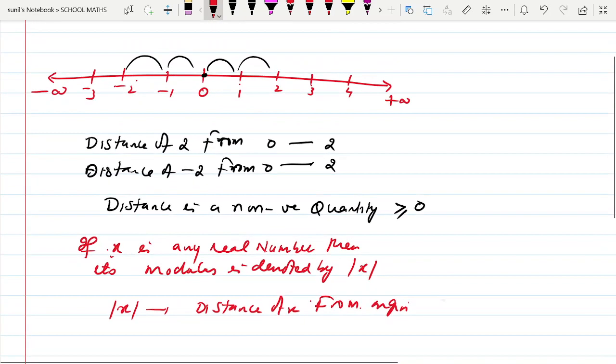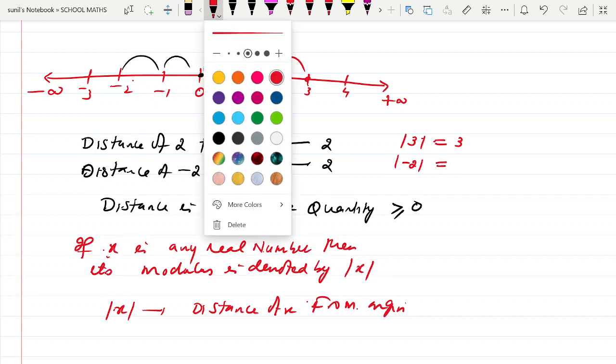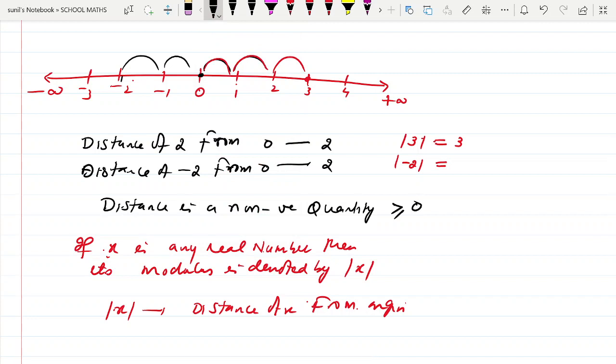Now suppose I ask you what is the modulus of 3. It means you are measuring the distance of this 3 from the origin. Certainly it is 1 unit, 2 units and 3 units. Again, if I ask you what is the modulus of minus 2, it means you are measuring the distance of the point minus 2 from the origin, that is 1 unit and 2 units. Again, if you write the modulus of 2, what is that? The distance of 2 from the origin.